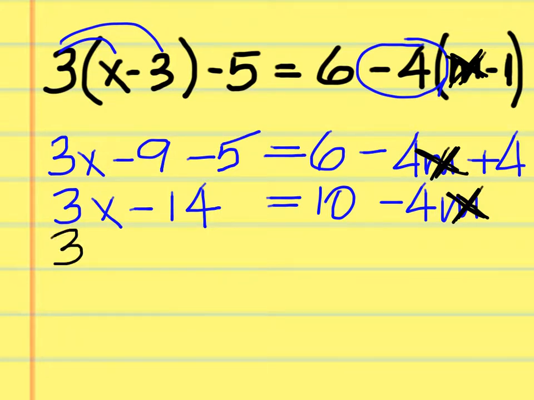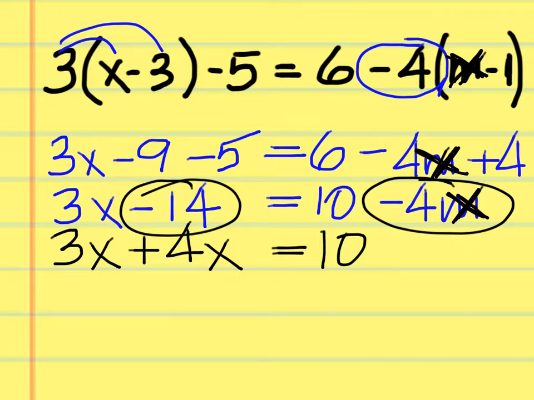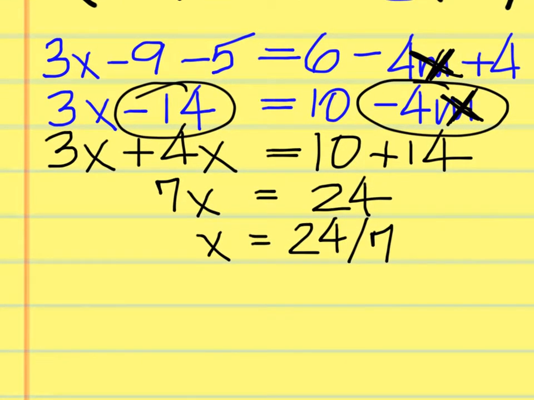You have 3x on the left, and move this minus 4x to the left, make it plus 4x. And on the right, keep the 10, and move that minus 14 over, make it plus 14. So 7x equals 24. Divide 24 by 7. 3 3/7.